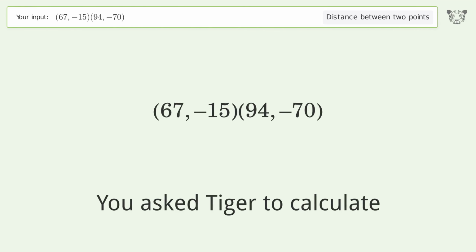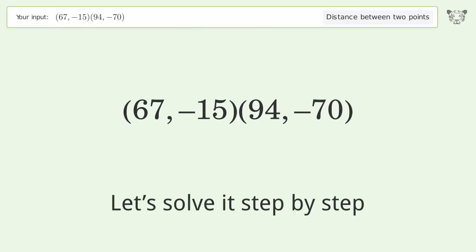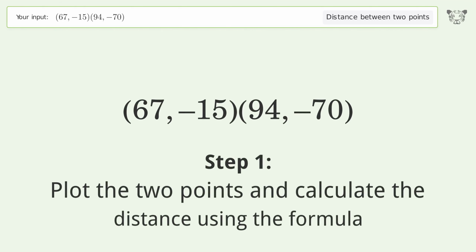You ask Tiger to calculate. This deals with the distance between 2 points. The distance between the 2 points is the square root of 3754, or 61.27. Let's solve it step by step. Plot the 2 points and calculate the distance using the formula.